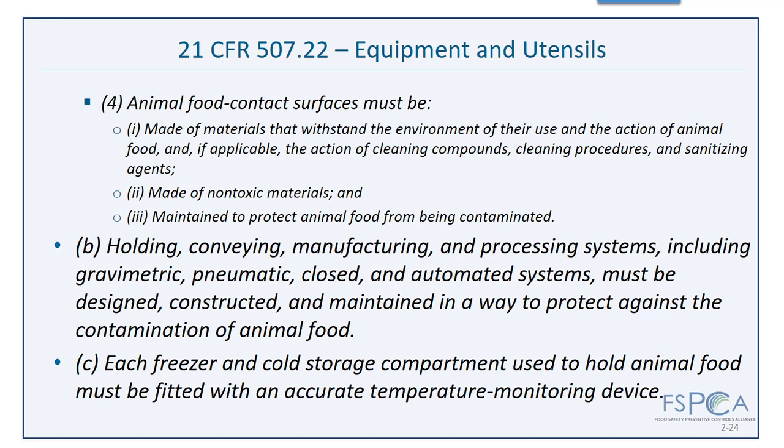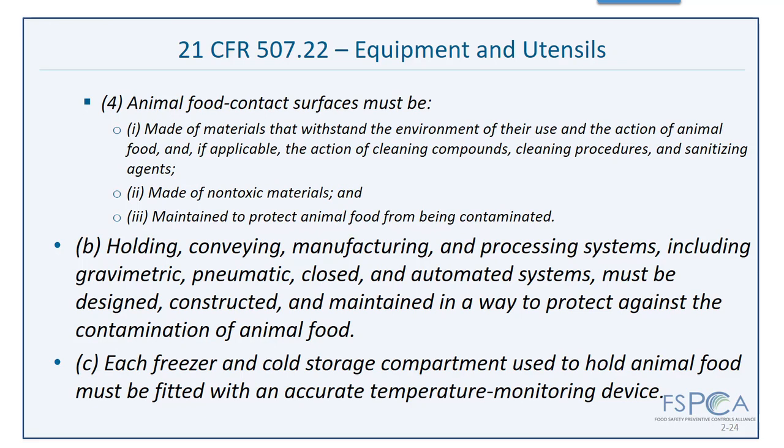Holding, conveying, manufacturing, and processing systems, including gravimetric, pneumatic, closed, and automated systems, must be designed, constructed, and maintained in a way to protect against the contamination of animal food. I would also add the phrase "used in a way to protect against the contamination of animal food," and I'll talk about that in just another second.